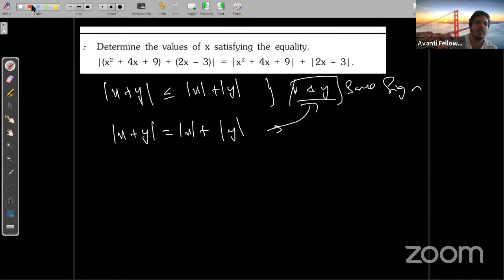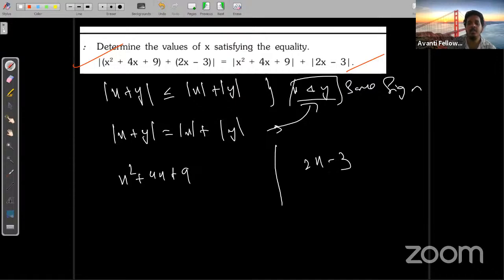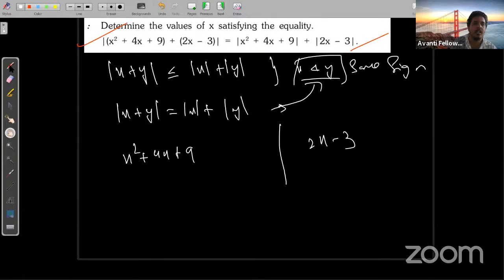So that is what he is asking us. He has given the inequality. So what you have to prove is that x square plus 4x plus 9 and 2x minus 3 should be of the same sign. We don't know the sign of 2x minus 3. Just tell me, x square plus 4x plus 9 can be written as x square plus 4x plus 4 plus 5. So I can write it as x plus 2 whole square plus 5. Is it so or not?